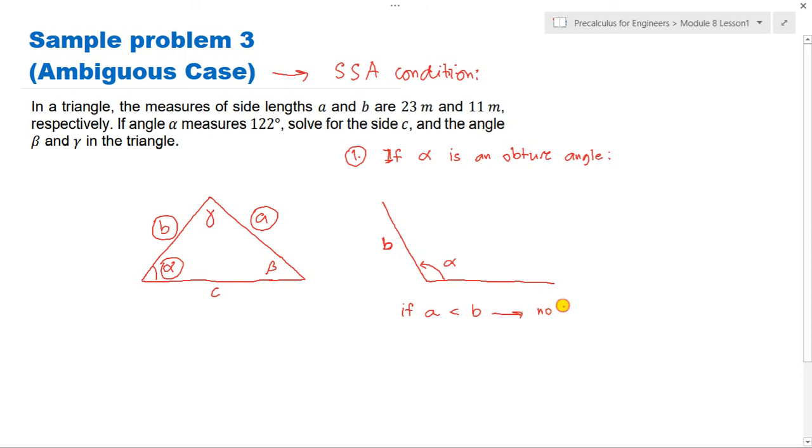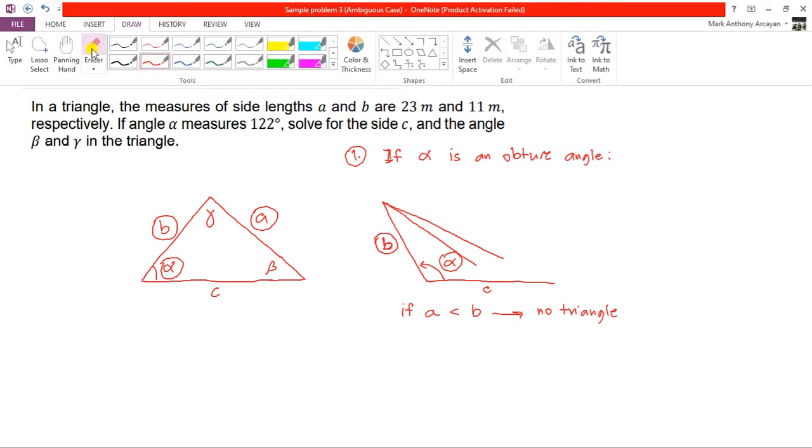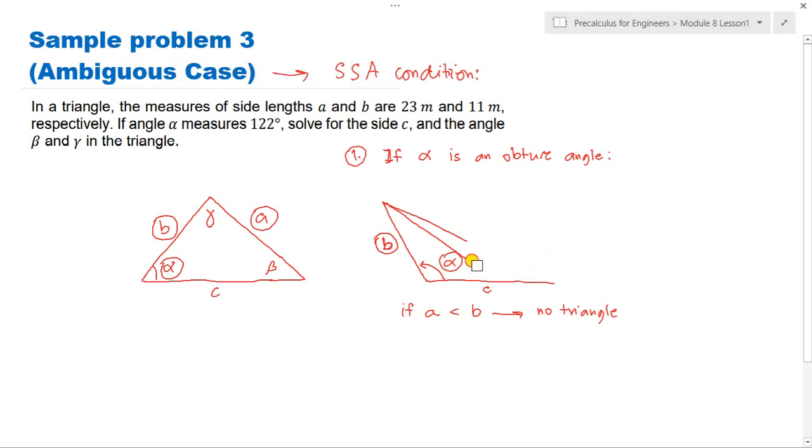No. So no triangle. Why? Since alpha is an obtuse angle, we know the orientation with respect to the side C. The givens are side B and side A, and the condition says B is bigger than A. So if A is smaller than B, it cannot extend to reach the horizontal side C. Therefore, in that case, no triangle is generated.